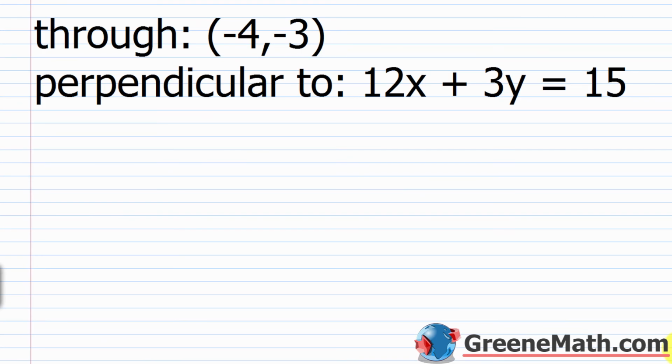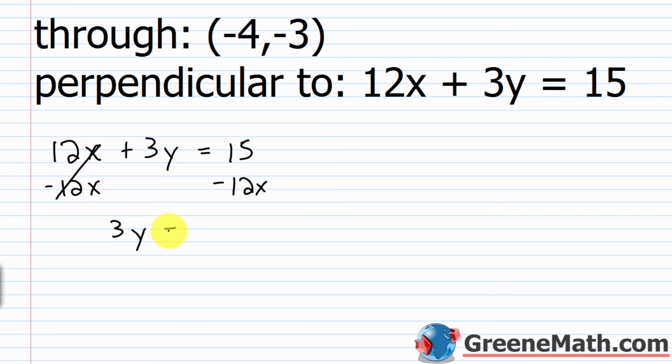All right, we're going to take a look at one more. So this one passes through the point negative 4, negative 3, and it's now perpendicular to 12x plus 3y equals 15. So again, I'm going to solve this for y. So let me start out by just saying, okay, we have 12x plus 3y equals 15. I want to subtract 12x away from each side. I'll have 3y is equal to negative 12x plus 15. And we're going to divide each side of the equation by 3.